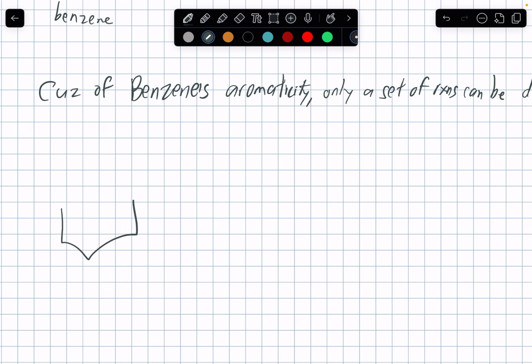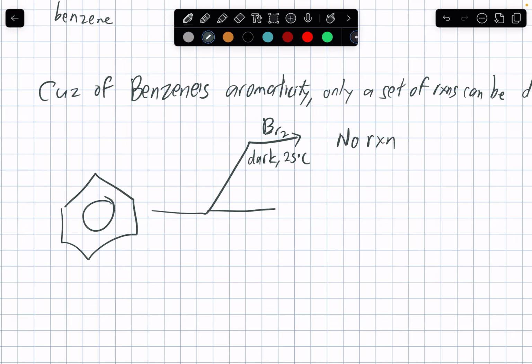So let's write this down. Let's say we want to add Br2 at 25 degrees Celsius and it's dark, there's no light. In some of the reactions, light is involved, no? Something you have to take note of. So there is no reaction, there is no addition of Br.